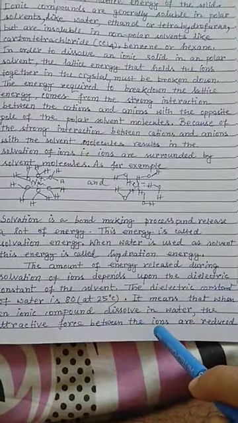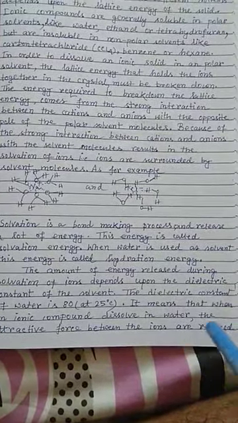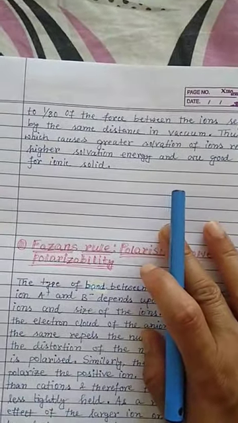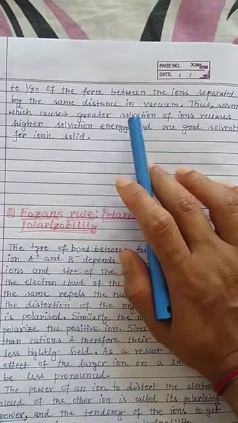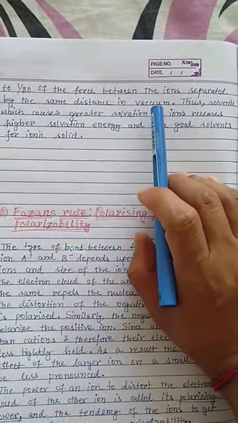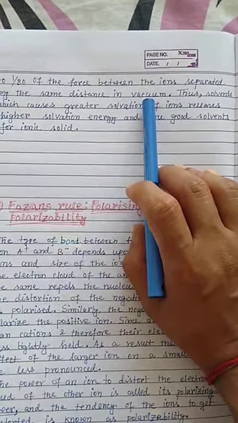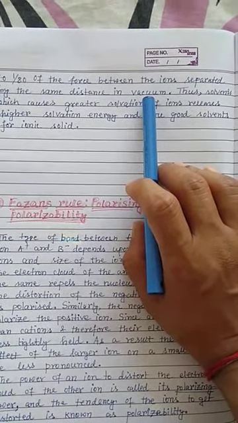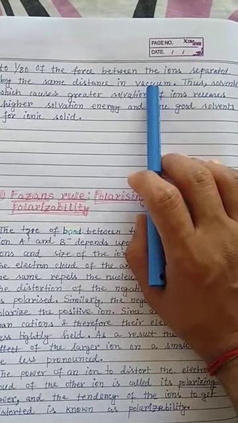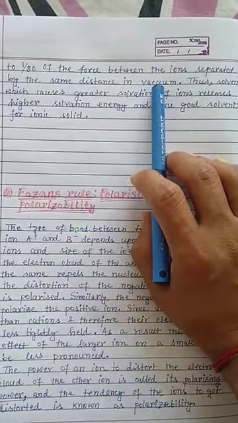It means that when an ionic compound dissolves in water, the attractive force between the ions is reduced to a 1/80th fraction of the force between the ions separated by the same distance in vacuum. That means when the crystal is formed from its gaseous phase, whatever force holds the two ions in the crystal, when you put this ionic crystal in water, the force is reduced to a 1/80th fraction in comparison to the vacuum.